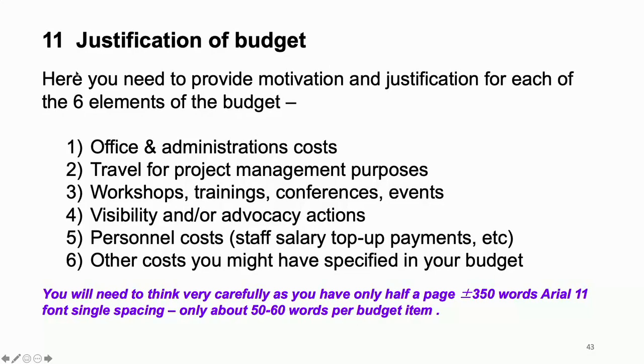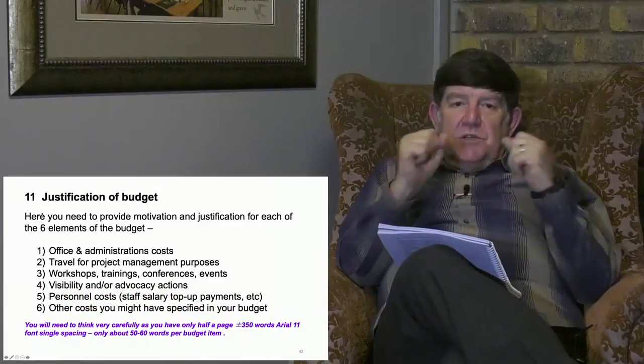You will need to think very carefully as you only have half a page. Only about 50 to 80 words per budget item. So you now need to provide a narrative. Our office and administration cost, this is where it fits in with our organization, or this is the support and cost that we need to cover for the parent organization to be able to provide this support. Travel for project management purposes, if we need to manage travel, all of that. Workshop trainings, this is where the workshops fit in.